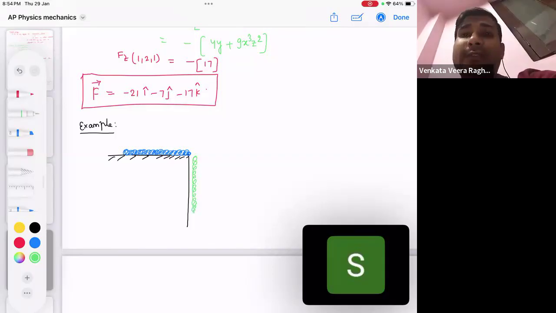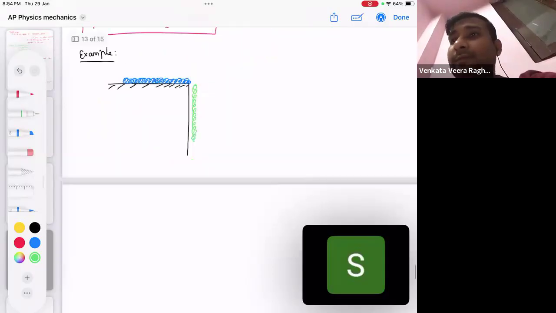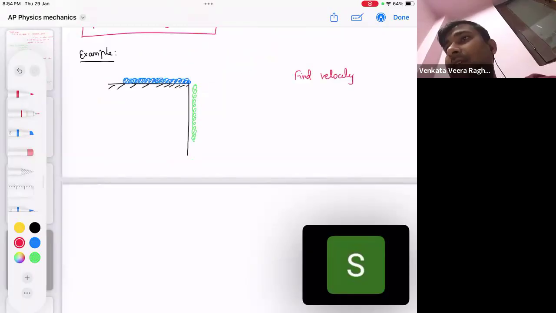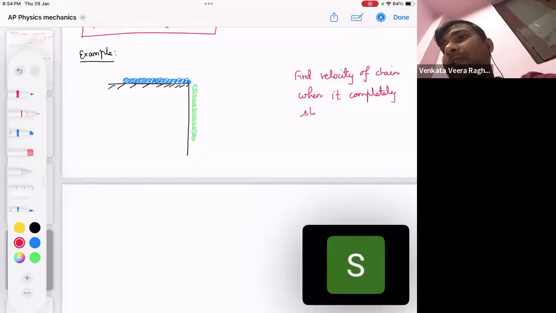The question they are asking: find the velocity of the chain when it completely slips off the table. Completely slips off the table. Understood?